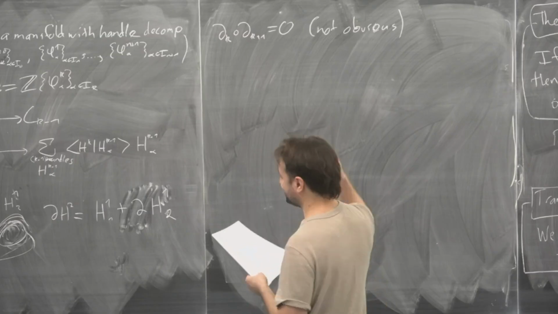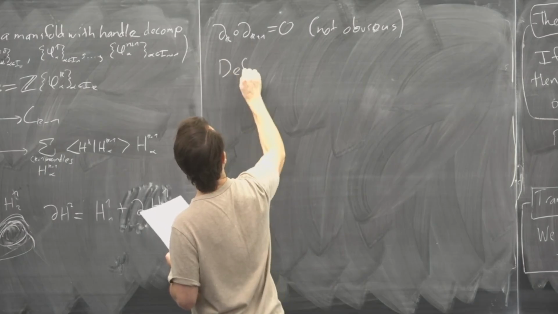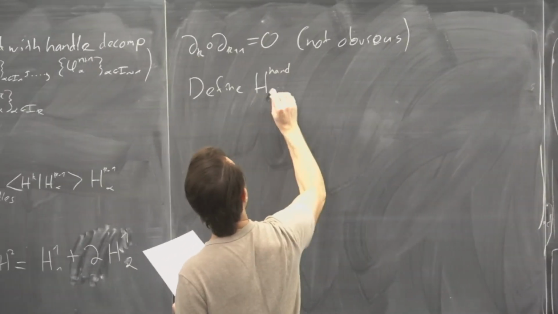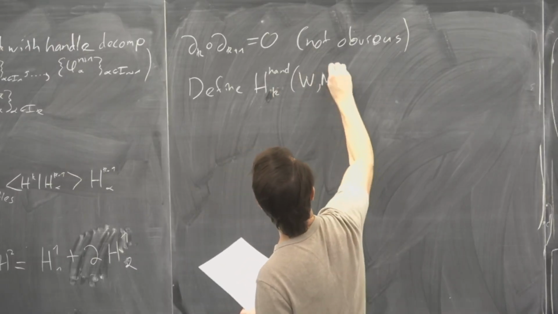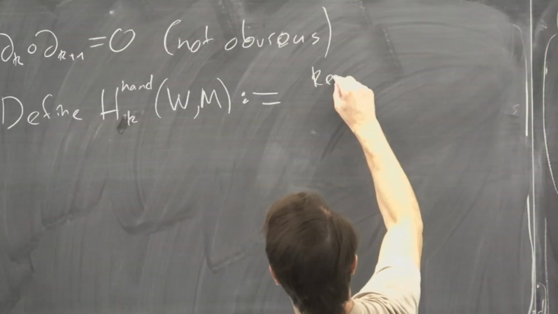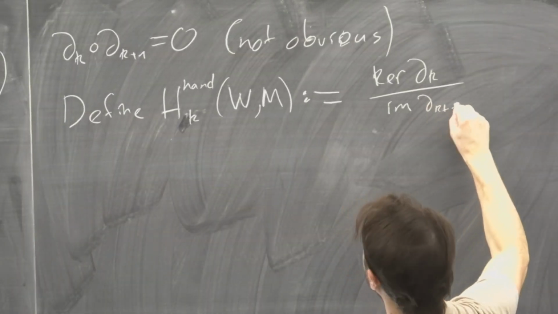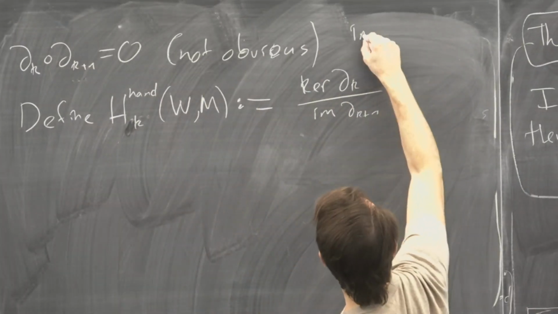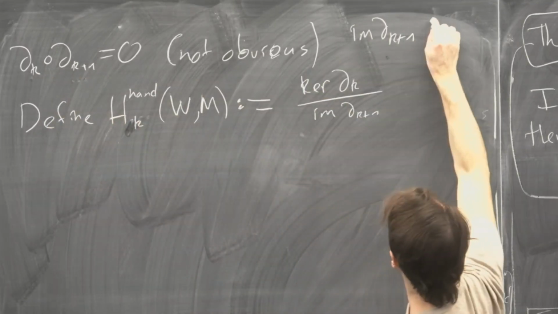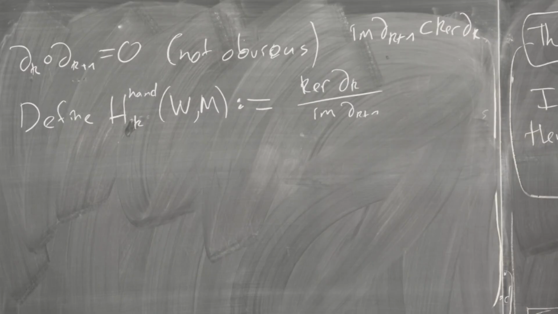Okay, so this gives a chain complex and we can take its homology. Handle homology of W relative to M I'm going to define to be the homology of this chain complex: kernel of the K boundary operator modulo the image of the K plus first boundary. The image of the K plus first boundary operator is contained in the kernel of the K boundary operator, and the homology measures exactly what the difference is.